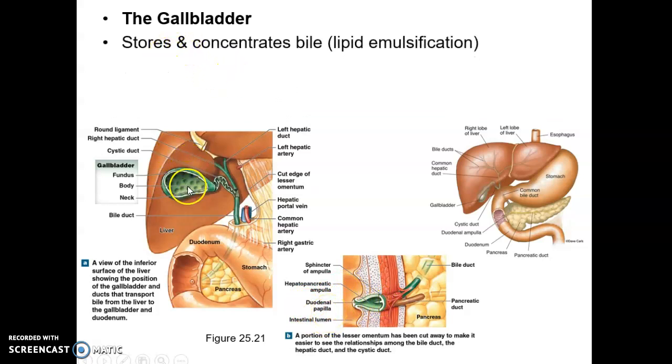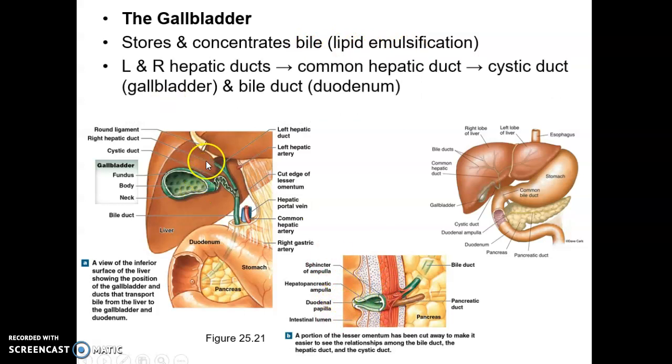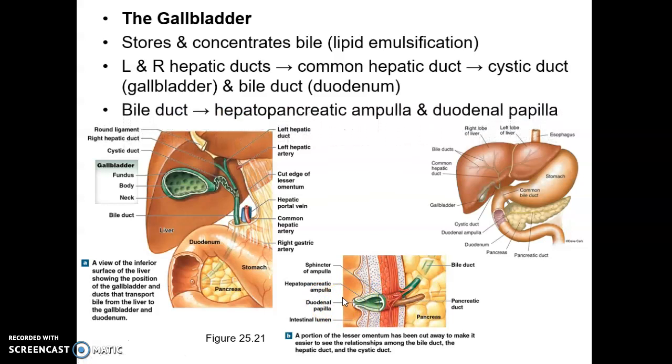Okay? So the gallbladder is storing and concentrating bile, which is again used for lipid emulsification in the duodenum of the small intestine. As I mentioned, left and right hepatic ducts form the common hepatic duct. The cystic duct leads to the gallbladder, and then the bile duct is leading towards the hepatopancreatic ampulla and then towards the duodenum. And the opening of the hepatopancreatic ampulla into the duodenum is referred to as the duodenal papilla.